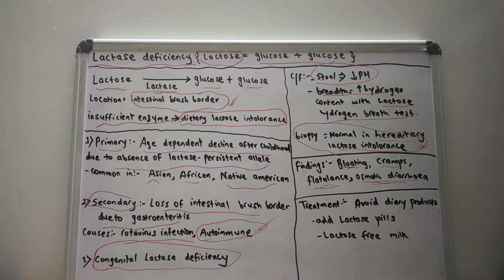What is the treatment and what is the management? We have to avoid the dairy products which have high content of lactose. Also we can add lactase pills. These lactase pills specifically help in the primary lactase deficiency and congenital lactase deficiency. It helps to break down the lactose into its monosaccharides.